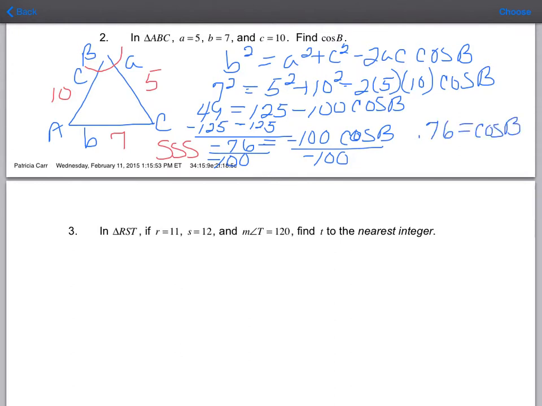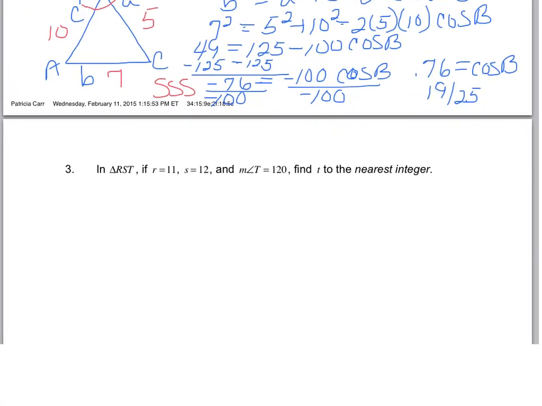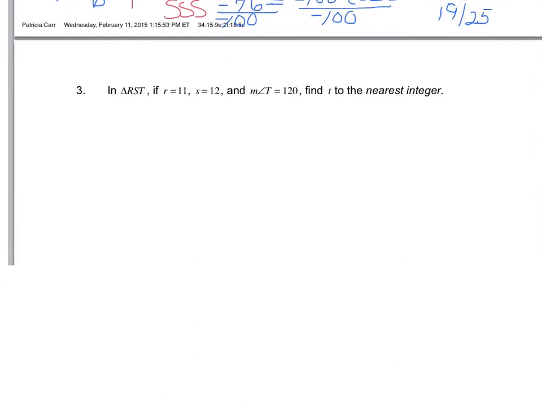They didn't ask for angle B, they asked for cosine of B, so there's my answer. If we wanted to make 0.76 a fraction, using the math fraction on our calculator, it would come out to 19/25, so either answer is acceptable. Okay, let's move on to number 3. In triangle RST, let's draw triangle RST.